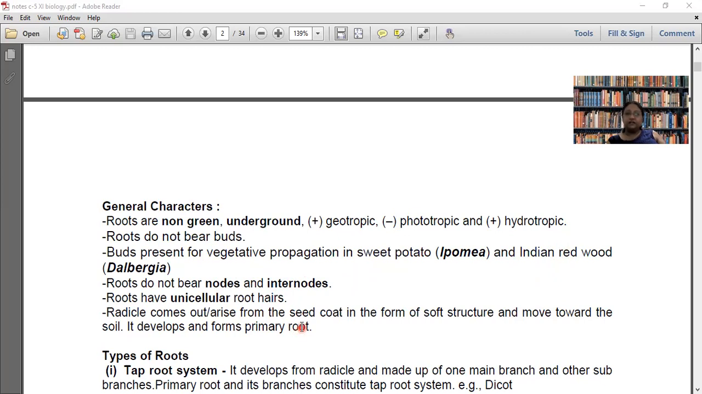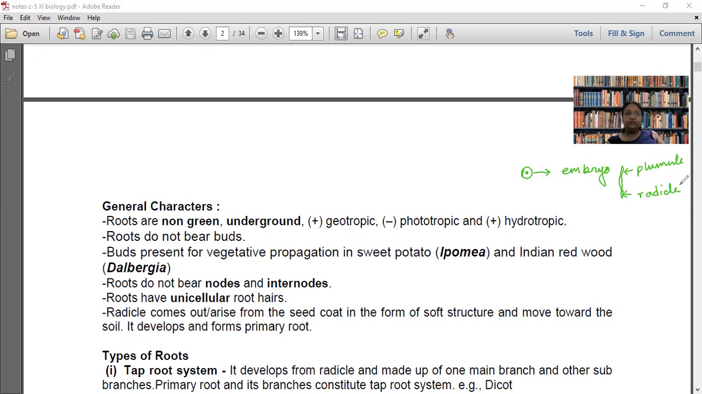From where are roots existing? During the time of embryo development, I taught you angiosperms in my previous lectures, and I told you that from the zygote there is formation of the embryo. And in the embryo, two axes are there. One is called plumule, and the lower part of this embryo axis is called radicle.